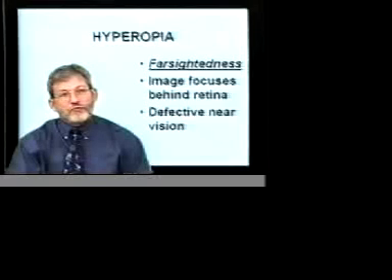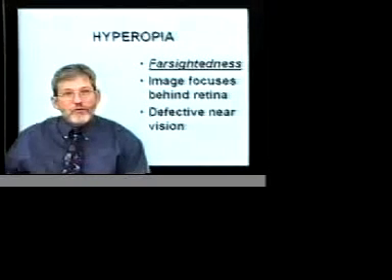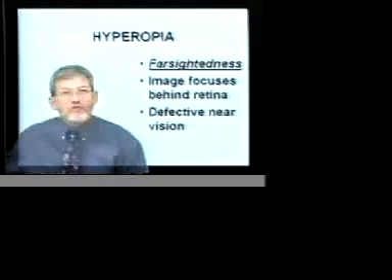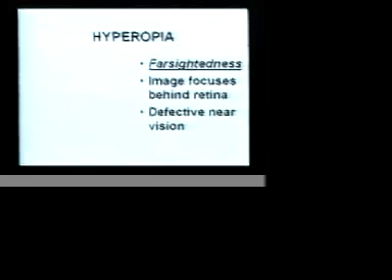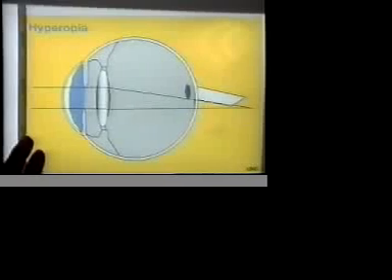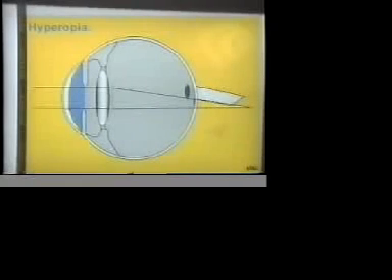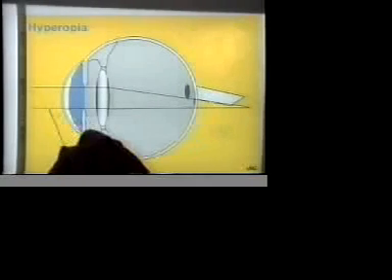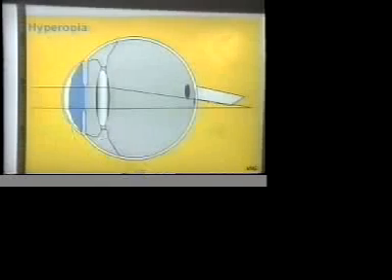The opposite of myopia is known as hyperopia, and the layperson's term for hyperopia is farsighted. With farsighted, the image focuses behind the retina, and by focusing behind the retina, this causes a defect in the individual's near vision. Here is our same eye schematic. We will not be changing the eye schematic at all. We have our same parallel light rays.